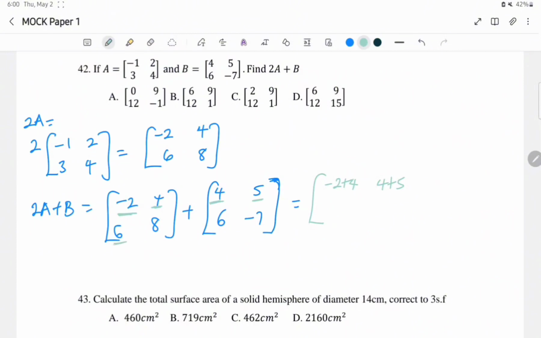Then the first number here in the second row, 6 and 6 here, 8 here, and -7 here. 8 plus -7. That will give us -2 plus 4 is 2, 4 plus 5 is 9, 6 plus 6 is 12, 8 plus -7 is the same thing as 8 minus 7, which is 1. So the answer is option C.